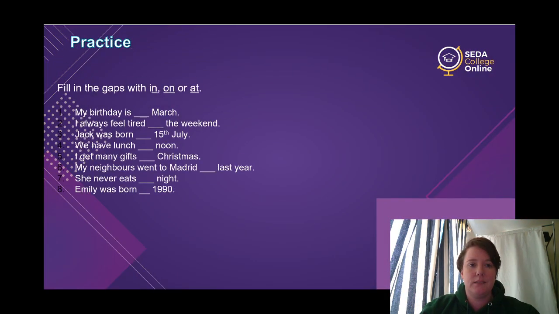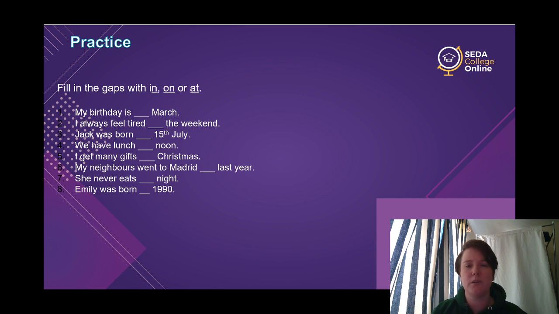Practice. Now you're going to try this exercise by yourself. Or even if there's one or two of you, why not do it together? No problem. Remember, just write down the answer. If you're afraid that you want all the information, you will be given this as a whole handout. So look, number 1. My birthday is March. What do I say for month? I always feel tired the weekend. So what do I use before the weekend?